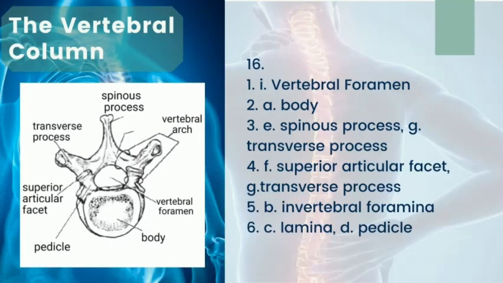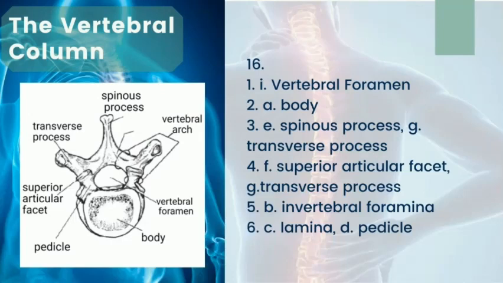So, the vertebral column. We are going to identify now the vertebral parts or areas described below. Number 1, I. Vertebral foramen is a cavity enclosing the nerve cord. Number 2, A. Body, weight-bearing portion of the vertebra. Number 3, E. Spinous process and G. Transverse process provide levers against which muscles pull.